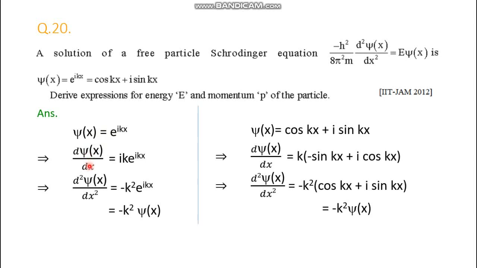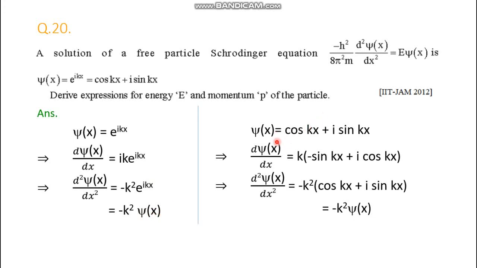So d psi x by dx equals what? This is i k into exponential i kx, because differentiation of e to the power something is again e to the power something, then that something is differentiated again. So differentiation of i kx with respect to x is i k. So it is i k into the exponential value again repeated. And the double differentiation is again i k repeated here. So i k into i k is minus 1 into k into k, that means minus k squared. And here the exponential value is repeated again, and this is nothing but psi x. So we have replaced this by psi x. So finally we have got minus k square into psi x.